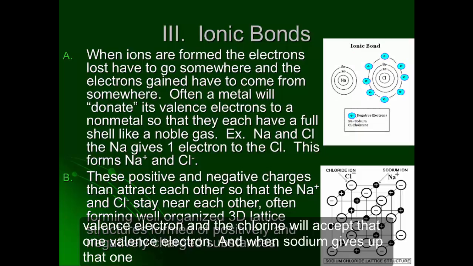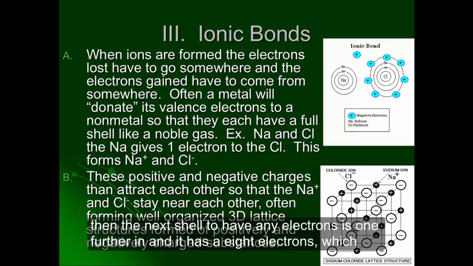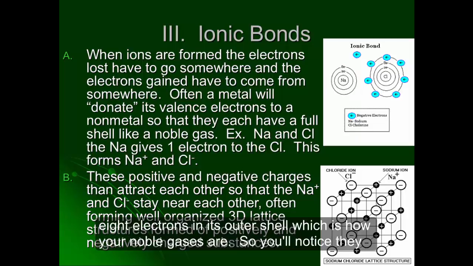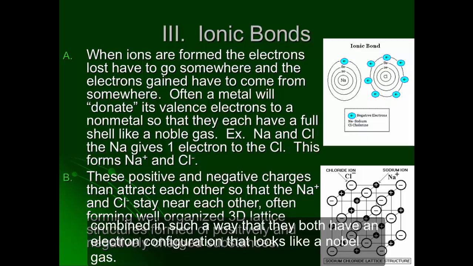And when sodium gives up that one, then the next shell to have any electrons is one further in, and it has 8 electrons, which is the way your noble gases are. And your chlorine, once it accepts that electron, also has 8 electrons in its outer shell, which is how your noble gases are. So you'll notice they combine in such a way that they both have an electron configuration that looks like a noble gas.